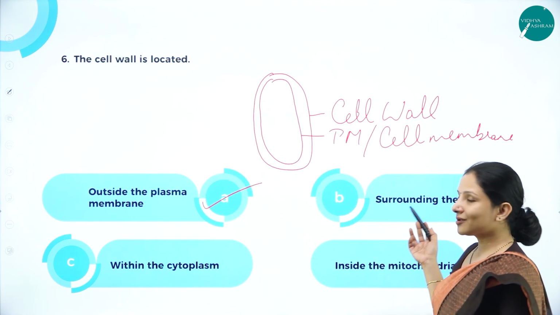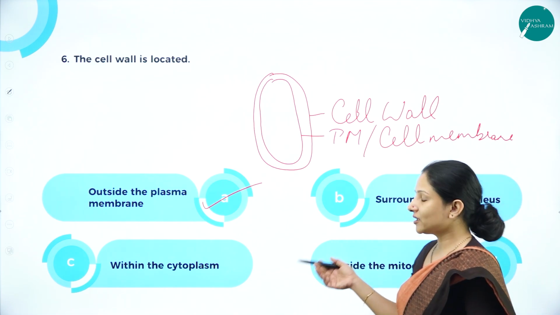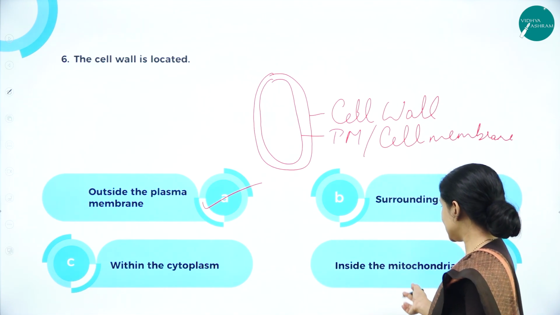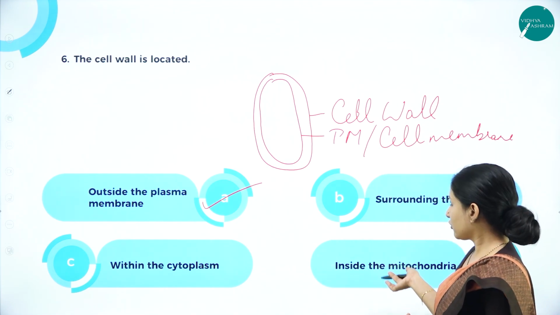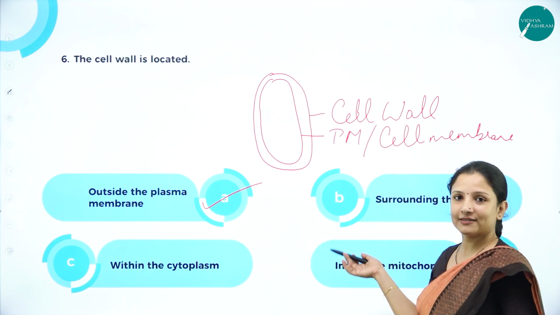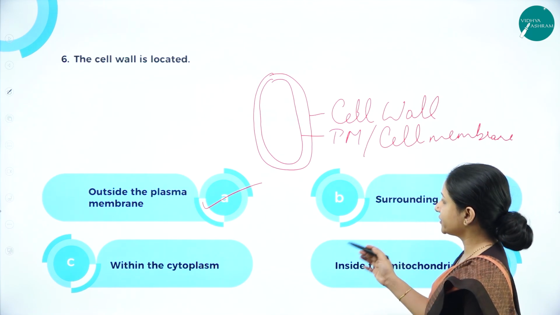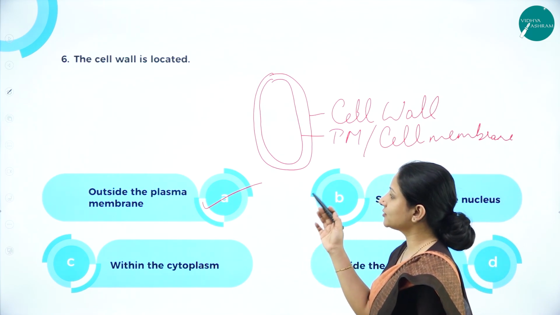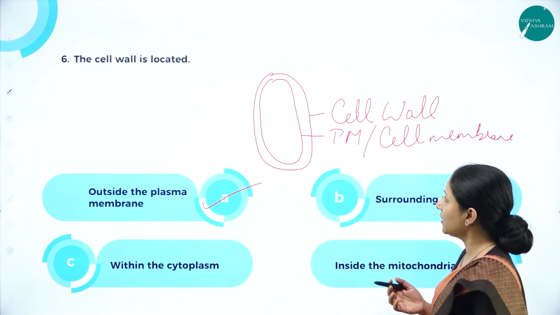Surrounding the nucleus is the nuclear membrane. Within the cytoplasm? No. Inside the mitochondria? No. Mitochondria also have their own membrane, but it is the foldings that are there. So these three options are wrong. Therefore, the right option is option A, outside the plasma membrane.